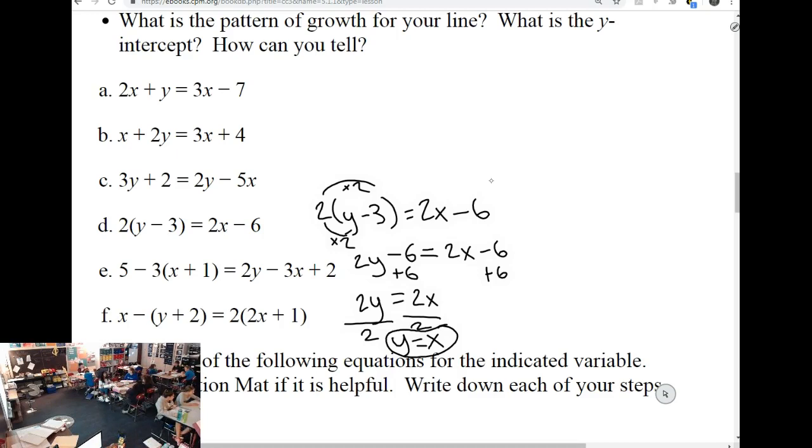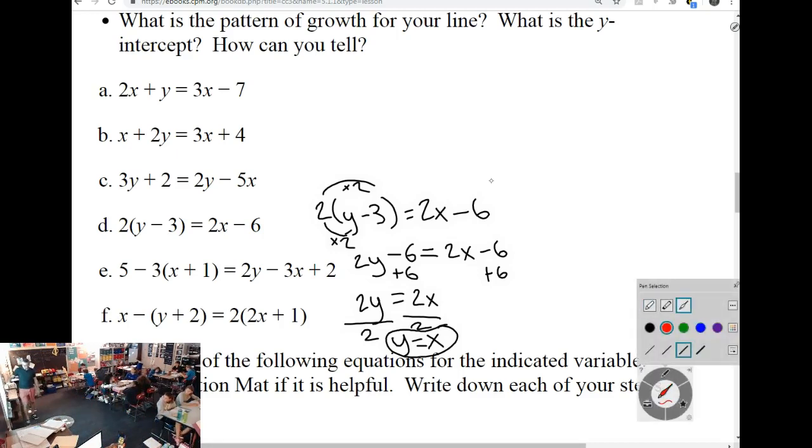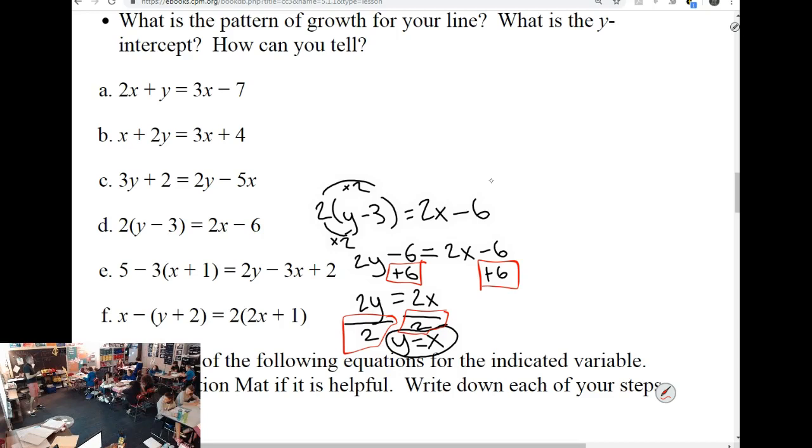Now George didn't change colors, which is okay because he probably didn't do that on his paper. But I would change colors if I was you. If I was doing this, this step would have been in red, and then this step would have been in red. So look up here at George's solution.